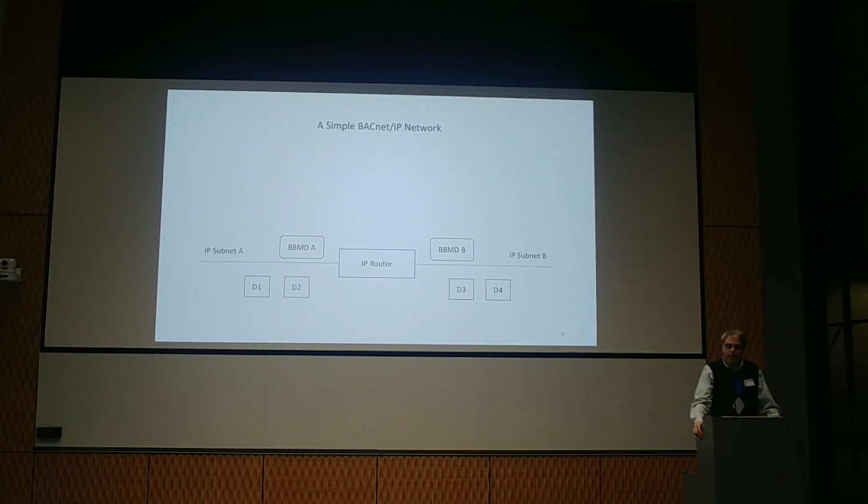So the BBMD's purpose is to forward broadcast messages in a way that they'll get through the IP router, and it does that using unicast messages, of course, because IP routers generally allow those through unless they're also acting as firewalls.